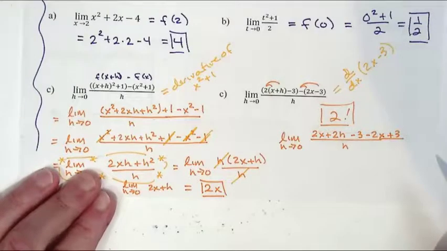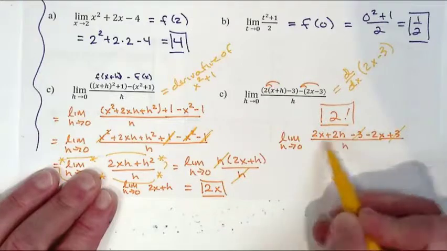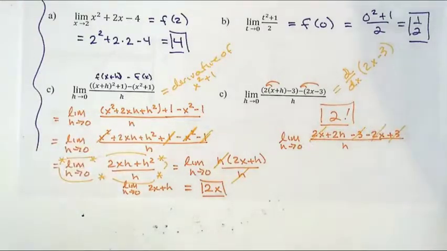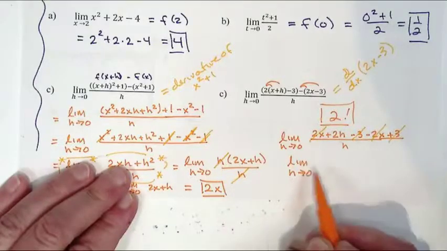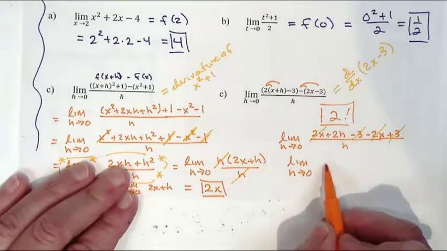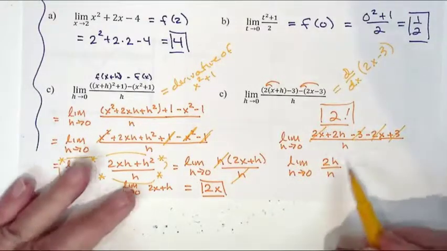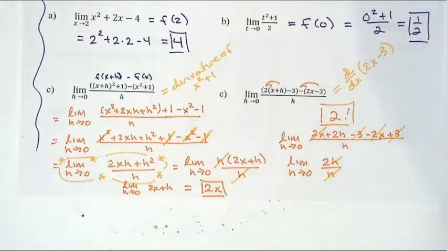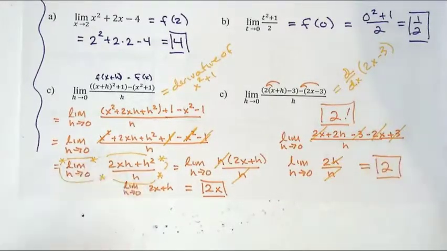Magic happens. What's my magic this time? The 3's cancel, the 2x's cancel. So what I have is the limit as h approaches 0, write that, okay, make sure, of 2h over h. In this case, the h's are obviously factors of the top and the bottom because there's no pluses or minuses. If there's no pluses or minuses, you're pretty much home free. So the limit is equal to 2. Okay, just as I promised, the limit's equal to 2.